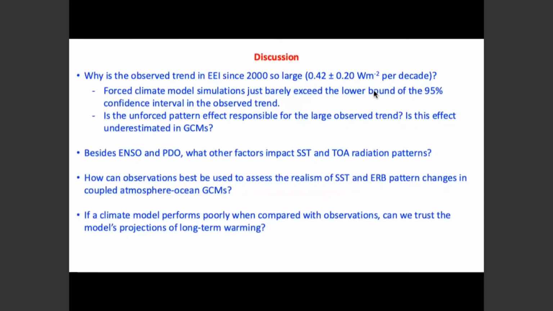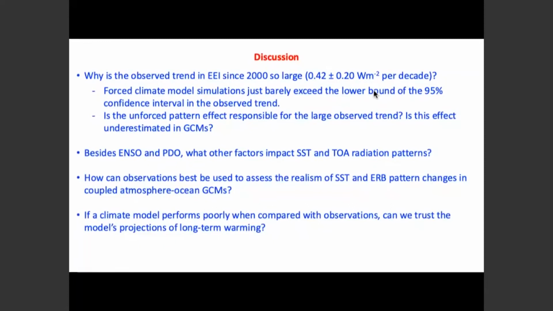So my discussion questions: why is the observed trend in EEI since 2000 so large? Do forced climate simulations just barely exceed the lower bound of the 95% confidence interval in the observed trend? So could you say that the unforced pattern effect is responsible for the large observed trend? Is that effect underestimated in GCMs?